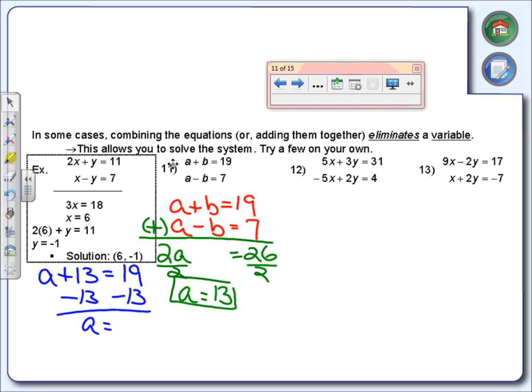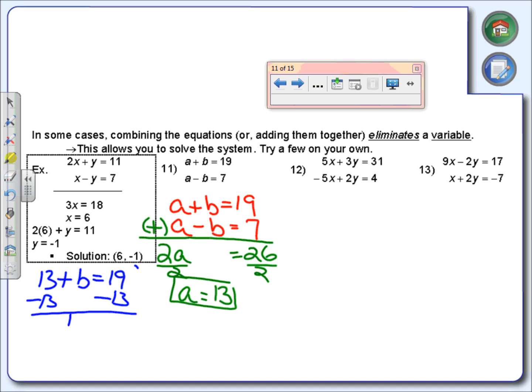Very good. Man, you guys are awake today. Nice. We're going to plug it in for A. Subtract 13. 19 minus 13 is 6. So it turns out to be the same number, but it is the B value, not the A value. But we're not going to write it like that.